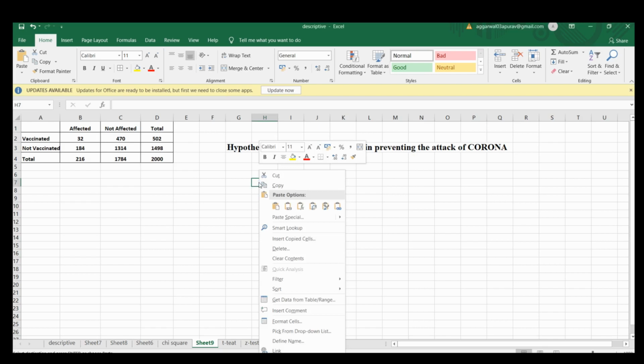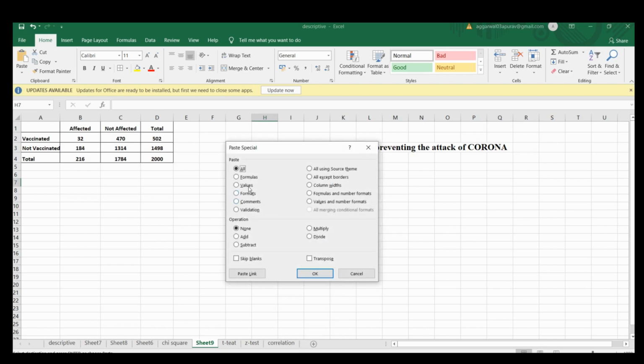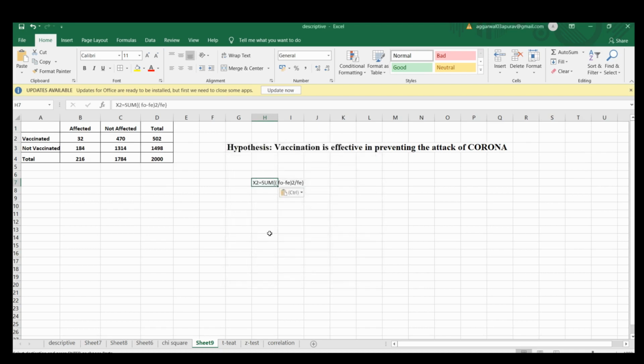This is the formula for calculating the chi-square. FO is observed frequency, FE is expected frequency, sum is the total of all calculations, and DF is degree of freedom.